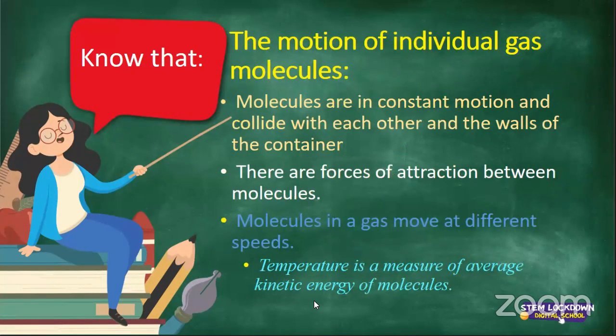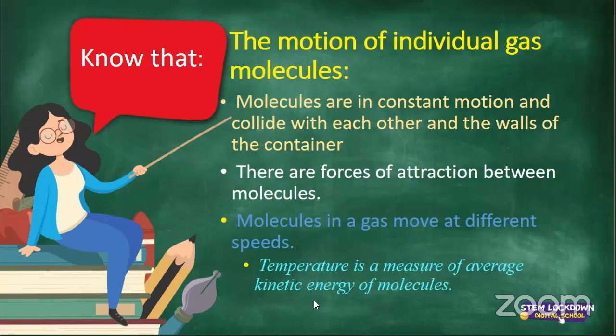Because they are in a state of constant motion, they will be able to collide with each other and the walls of the container. And then there are forces of attraction between the molecules. And then the other thing is that molecules in a gas move at different speeds. So because they are moving at different speeds, it means they will have different kinetic energy.